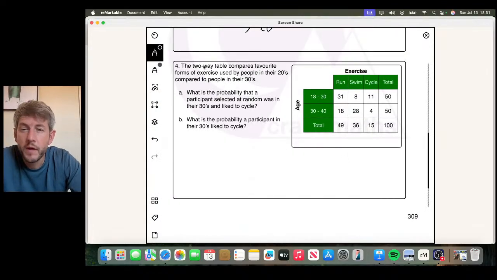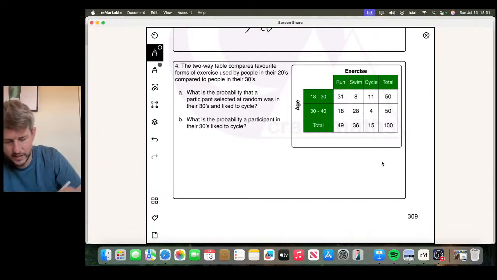Question 4. The two-way table compares favourite forms of exercise used by people in their 20s compared to people in their 30s. A, what is the probability that a participant selected at random was in their 30s and liked to cycle? There's that keyword, at random, they're just selected. So it's out of the whole 100 people.